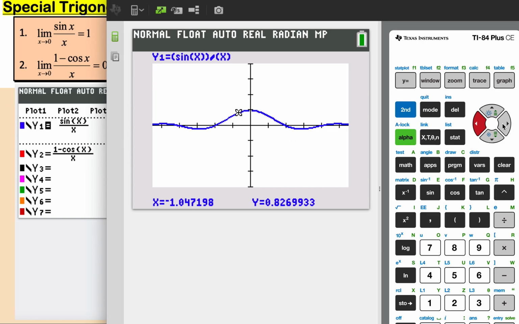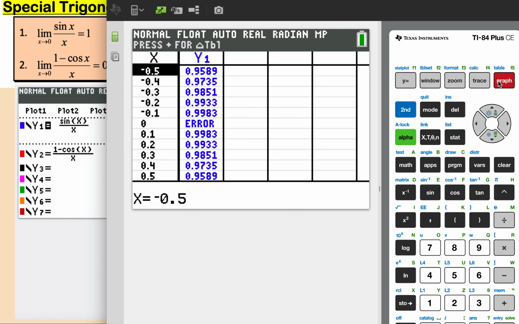And let's just look at the y values. So as we get closer, it looks like it disappears and then goes there. Well, let's look at the table. And the table will reveal a little bit more.